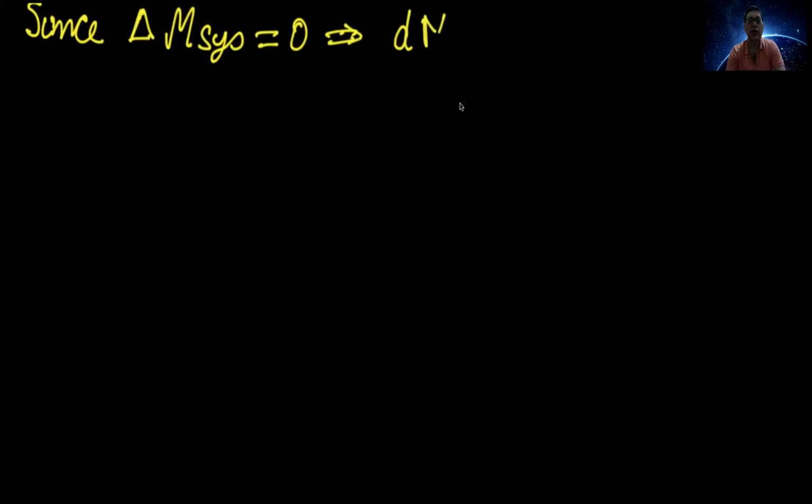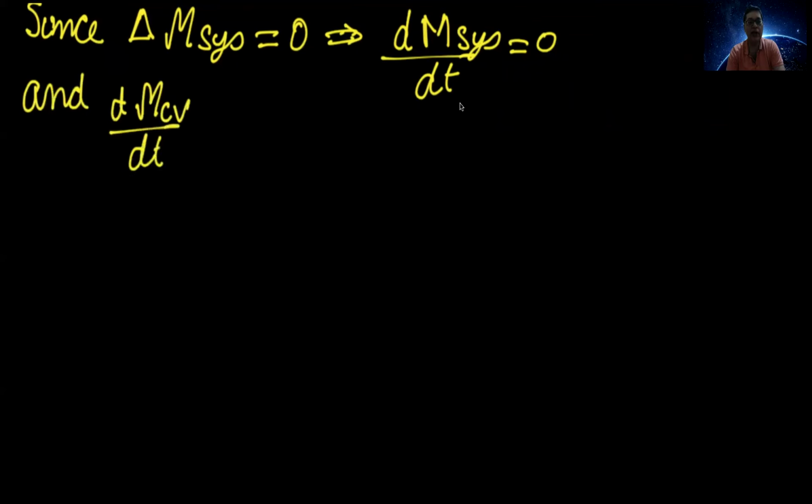In the earlier slide I had shown you that the change in the mass of the system over a time interval is 0. So if we take delta t tends to 0, we can say the change dm_system by dt is equal to 0. We have also obtained in the previous slide dm_control volume by dt is equal to the mass flow rate entering minus the mass flow rate leaving the control volume.